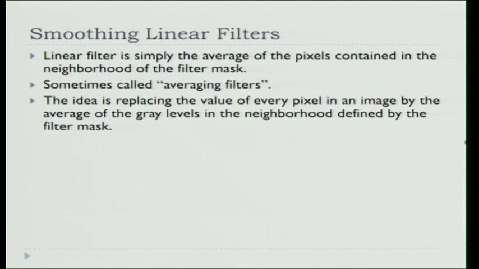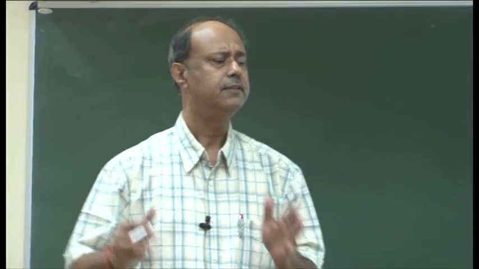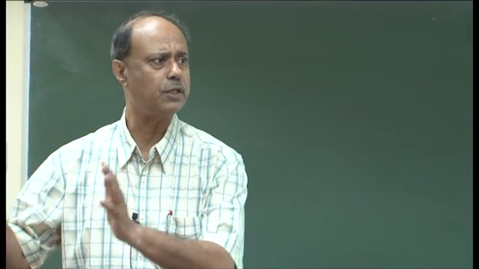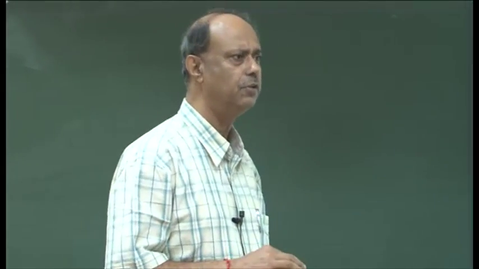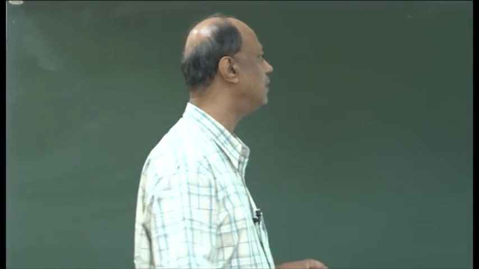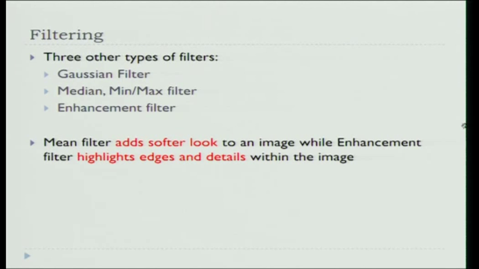The first one is the simple one, where I just take the average, right. You have a mask, that mask contains some weights, and it will be moving from one corner to another corner, and the central pixel value will be replaced by the average value, and that is your average filtering. There are other types of filtering, one is known as Gaussian filter; median, mean and max filters are nonlinear filters; and there are enhancement filters.